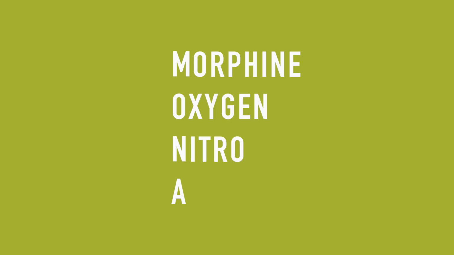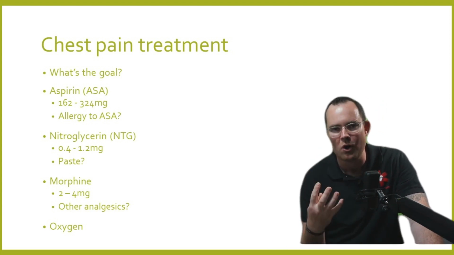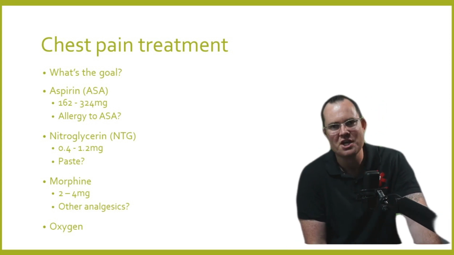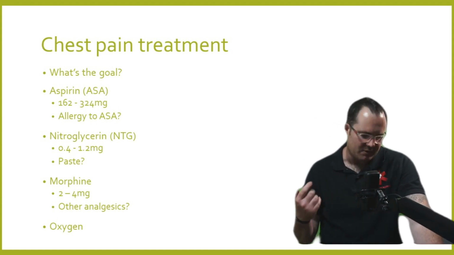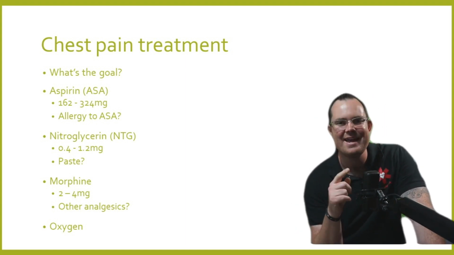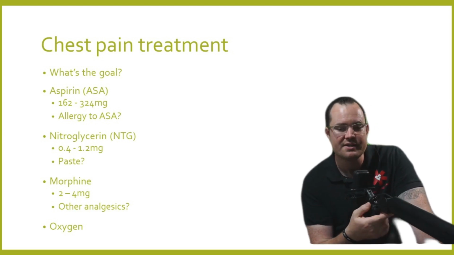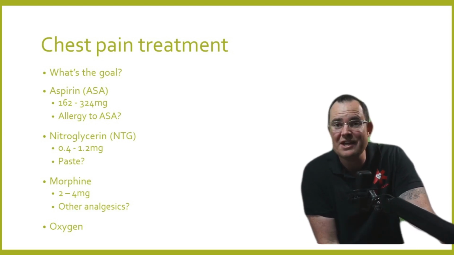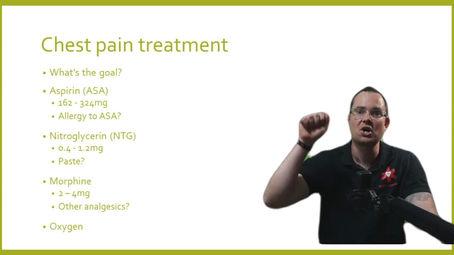Now, if you were ever taught MONA, MONA stands for morphine, oxygen, nitro, and aspirin. Those are the four treatments that have always been talked about when it comes to chest pain. Is it still talked about? First off, yes, it's still brought up. Now, one thing that's interesting about MONA is oxygen. Several years back, I can't even put a year on it, we used to give every patient with chest pain oxygen. It was just like a standard. Oh, you got chest pain? We would start with oxygen.